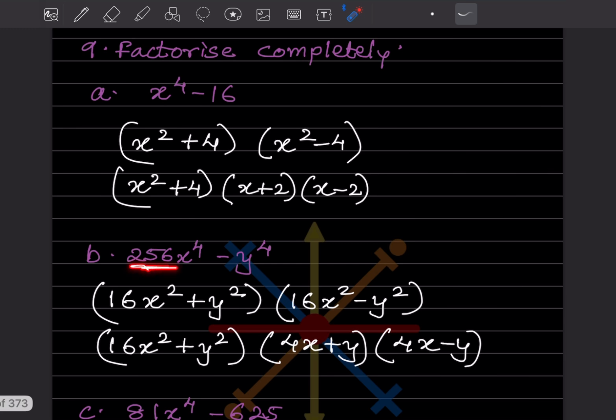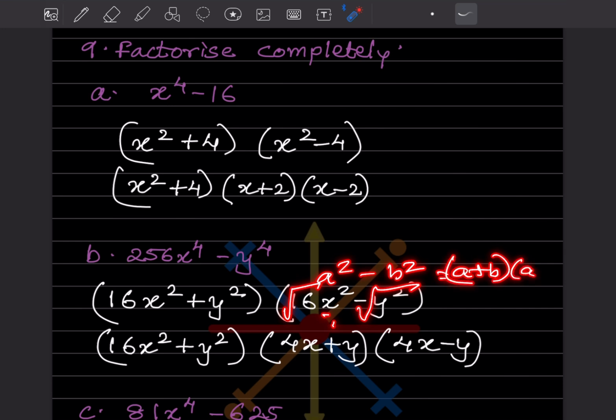Again for this one, because this is 4 raised to 4. So that will be 16. 16 16s are, that is 256. And this is going to be just y square. So this will be a plus b and this will be a minus b. Again, this stays the same. Again, this is the perfect square. 16 can be split up again. So again, this will be a square minus b square. So that will be a plus b and a minus b. So that is going to be 4x plus y and 4x minus y.